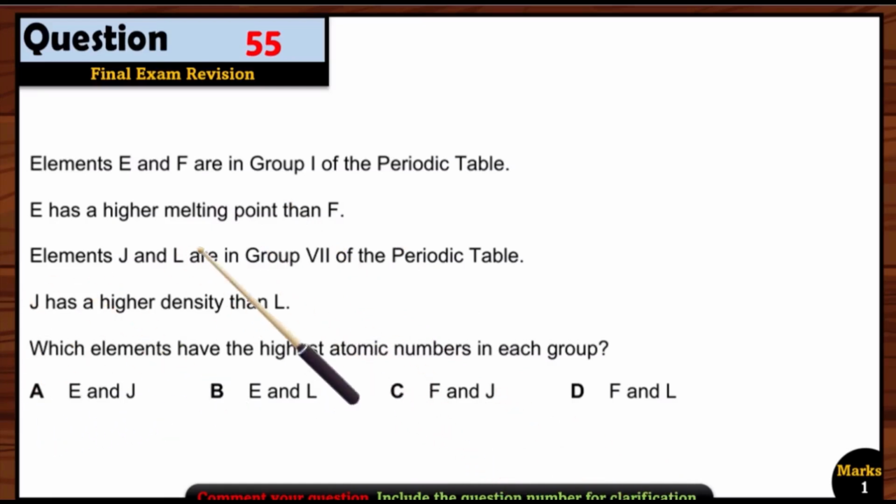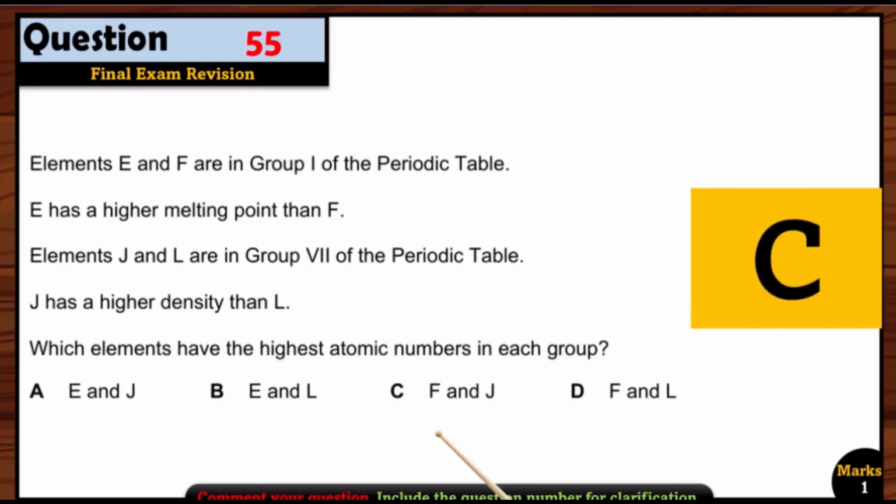Now, elements J and L are in the same group 7 of the periodic table. J has higher density. So if J has higher density, it means it is below L. So J is the right option. J has more electrons, or you can say more protons. Atomic number is actually the proton number. So that's why option C is the correct option here.